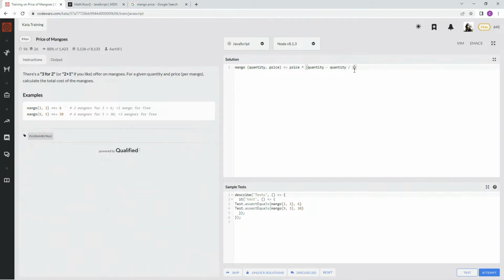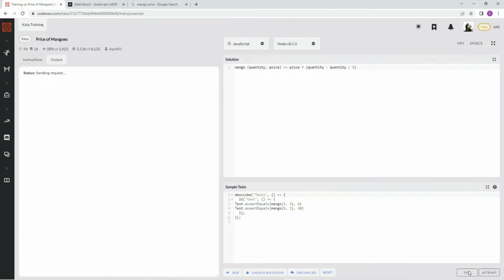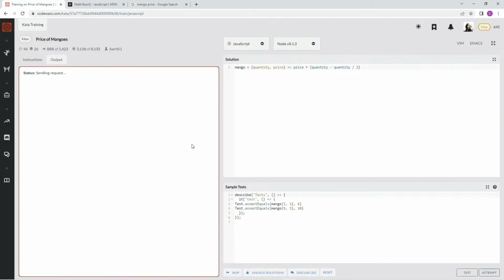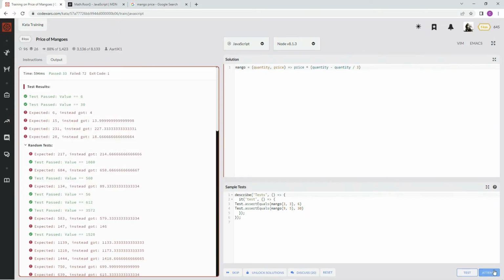divided by 3. But that's going to get us a... Hold up. Oh, yeah. But that's going to get us a... Oh. No, that's not right. Couldn't be. Yeah, that's what I thought. See, that's going to get us something like this. It's going to get us some decimals.